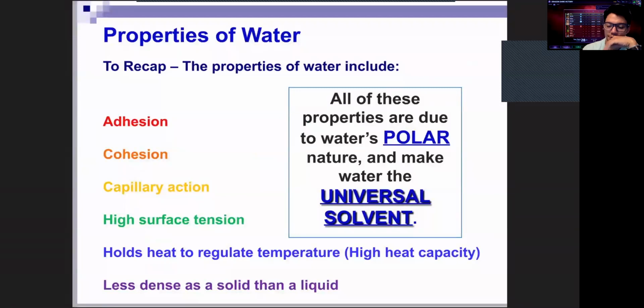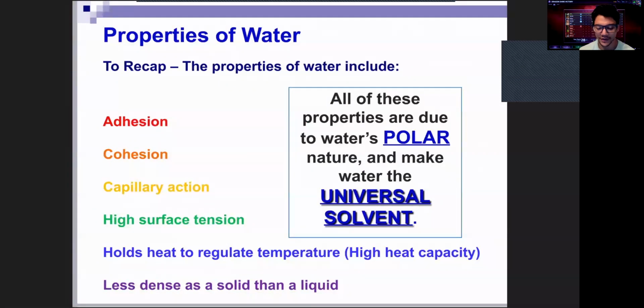Okay, properties of water. Let's recap. The properties of water include adhesion. Do you remember what adhesion means? Does it stick to itself or to other things? Well, think of glue. You use it as an adhesive, right? Which means you stick two things that are different together, right? Cohesion is like a group sticking together, right?